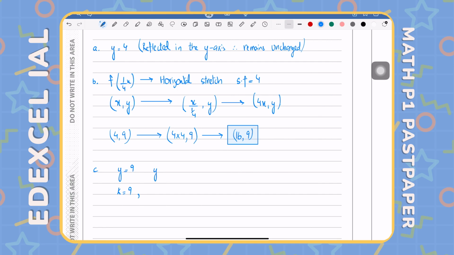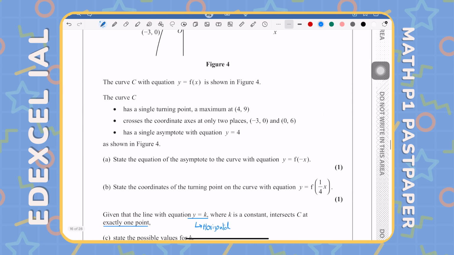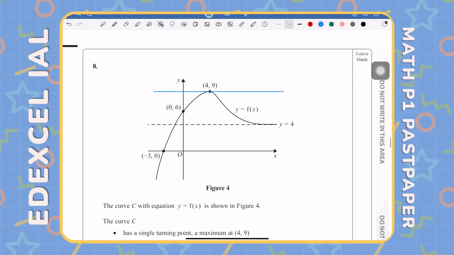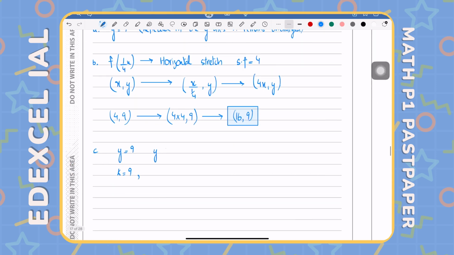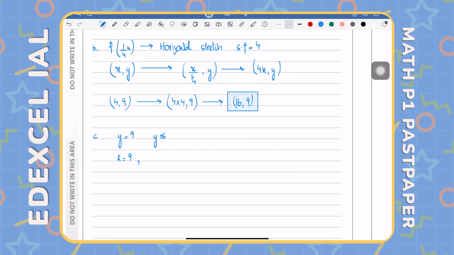And the other way that we can make sure that the line and the curve intersect only once is to make sure that the line that we draw is below y equals 4. So that means for as long as y is less than or equal to 4, the line and the curve will intersect only once. So the other possibility is less than or equal to 4. Therefore, the other range of k is less than or equal to 4. And there you go. This is the final answer.